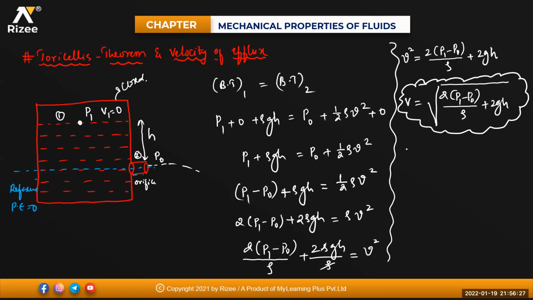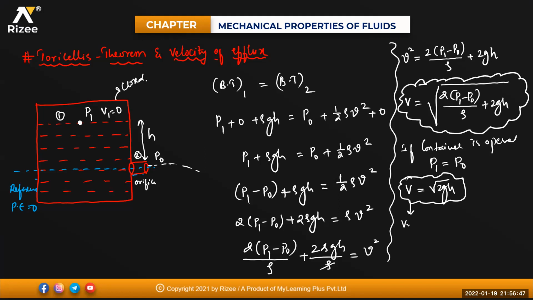So this is the velocity formula, velocity of efflux. If the container is open, beta, that means P1 will be equal to P0. So in the above formula, P1 is equal to P0, then velocity will become under root of 2g into h. So this velocity is known as the velocity of efflux. Clear?